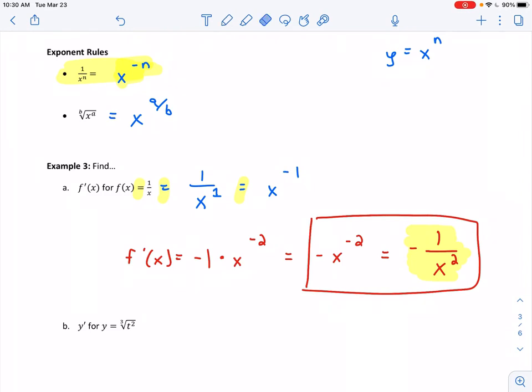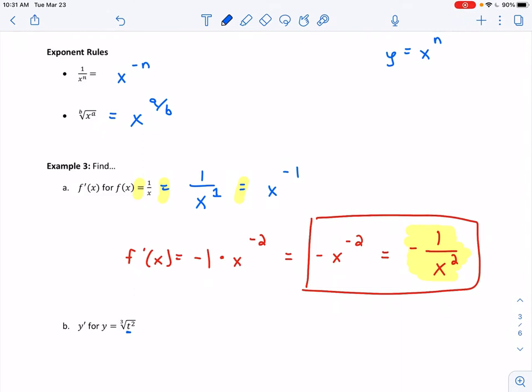So next up, we've got a root function this time around. We want to find y prime for the function y equals the cubed root of t squared. Here, I have a different variable t, but the process for finding a derivative is still going to be exactly the same.